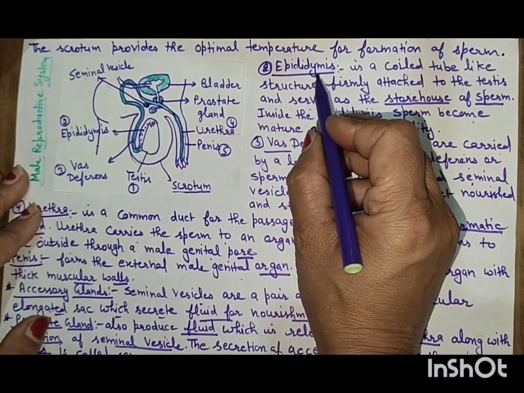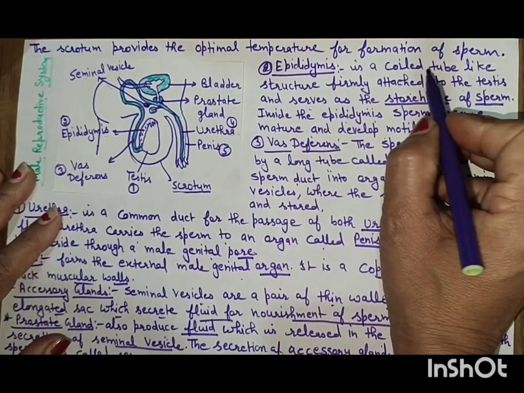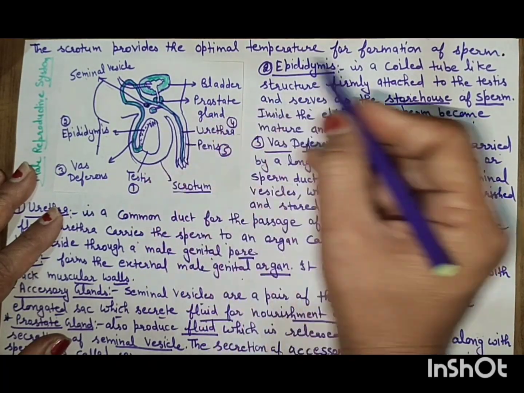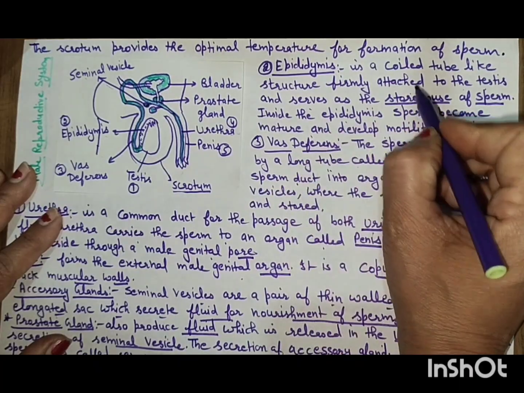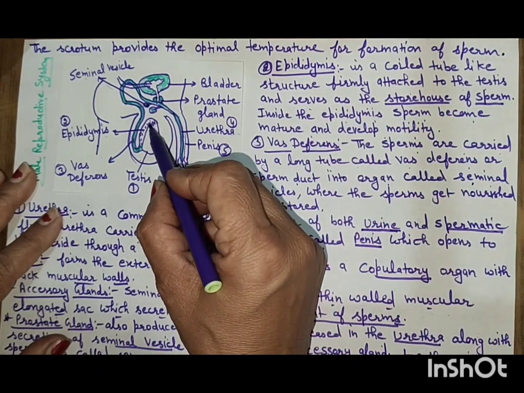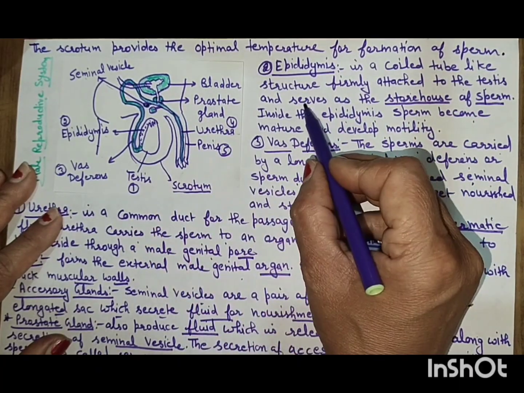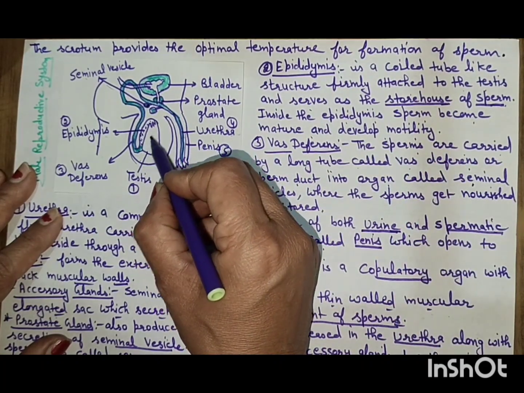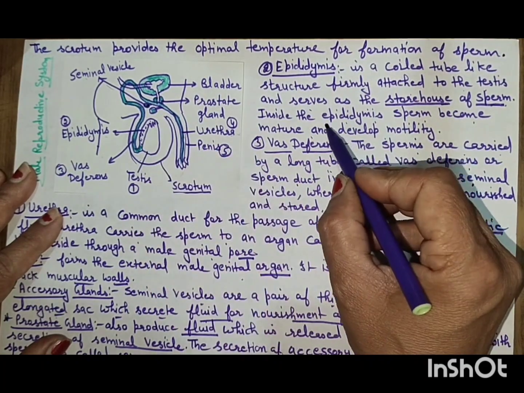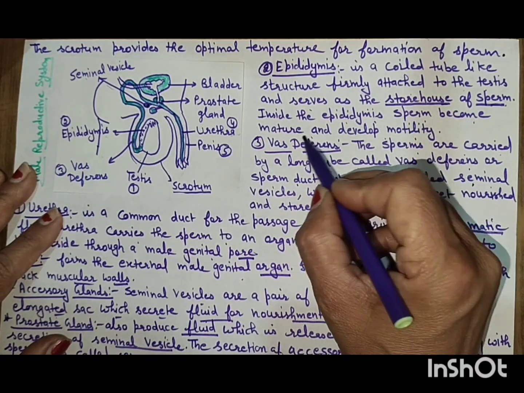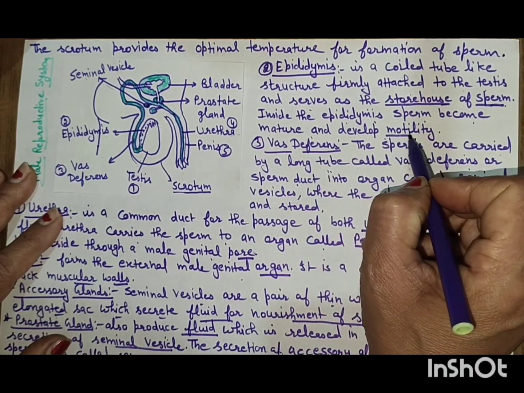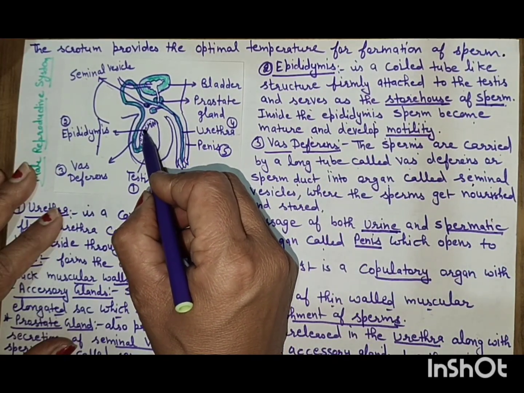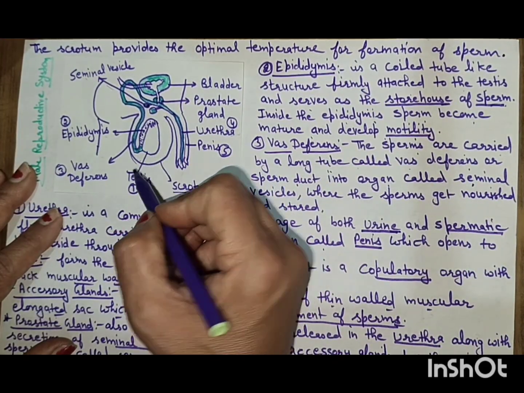The second part is the epididymis. It is a coiled tube-like structure firmly attached to the testes and serves as the storehouse of the sperm. Inside the epididymis, sperm become mature and develop motility. Motility means movement.